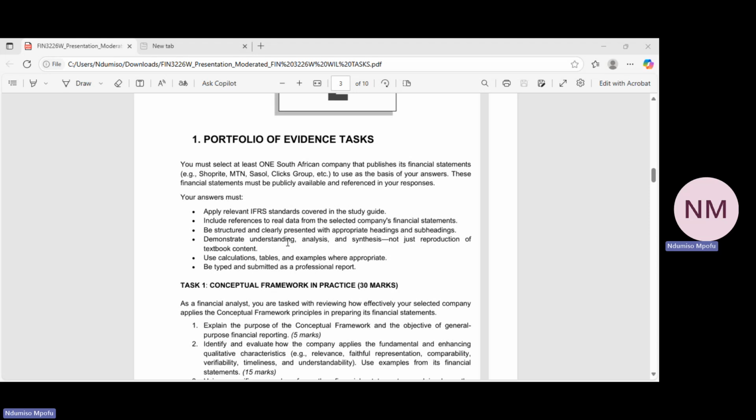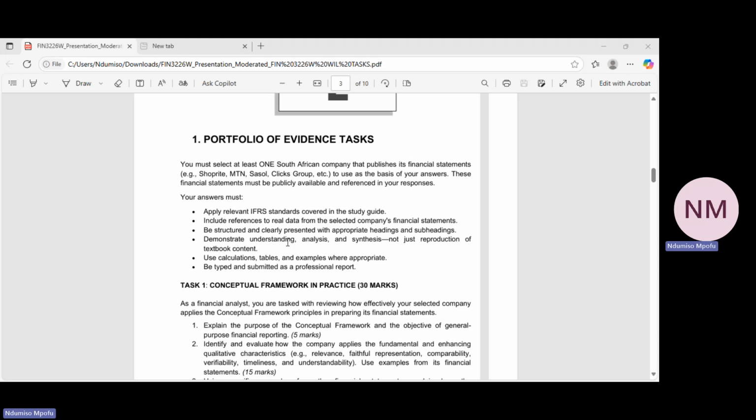But just go online, you look for public companies, and actually you need also to be specific. For example, if you want financial statements of public companies in the mining industry, you specify that. In retail sector, you specify that. So just specify and a number of public companies will come up. Then you select one that you think will suit your purposes, and then you use that one.